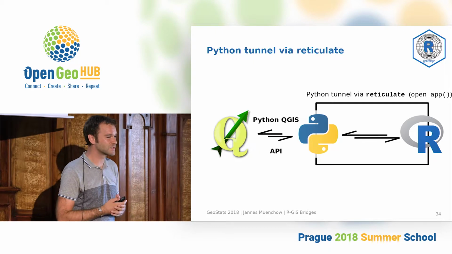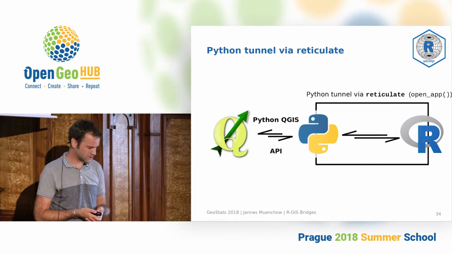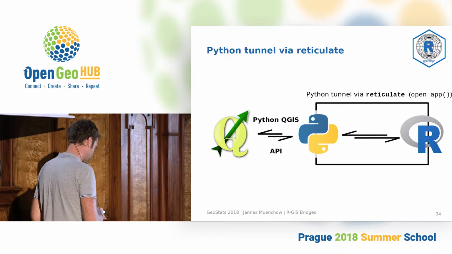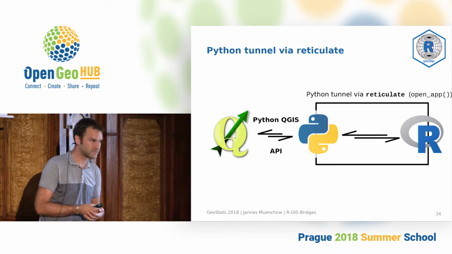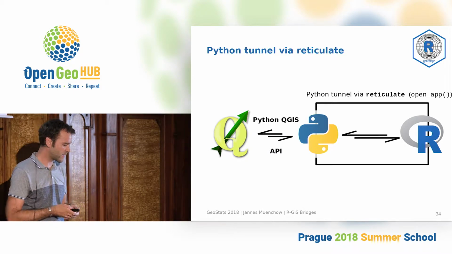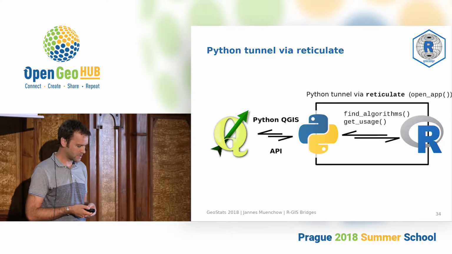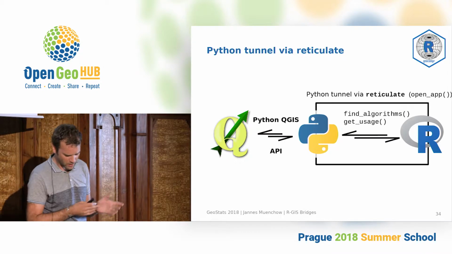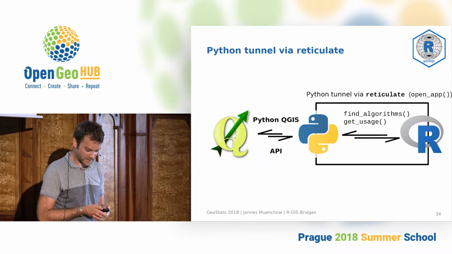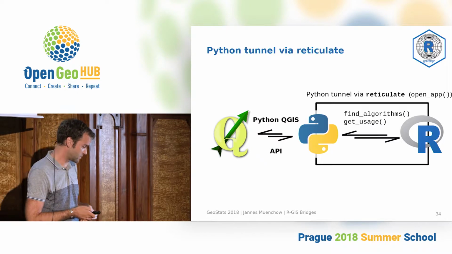Well, I use it to access QGIS. And the open app function in RQGIS does all the stuff which is necessary to establish this tunnel. So it sets the environment, and it loads the necessary packages, and so on and so on. And then the tunnel is established. We can use QGIS from within R, and find out more about available algorithms, find algorithms, and get usage, how to use one specific geoalgorithm. We will see this in the tutorial later on.